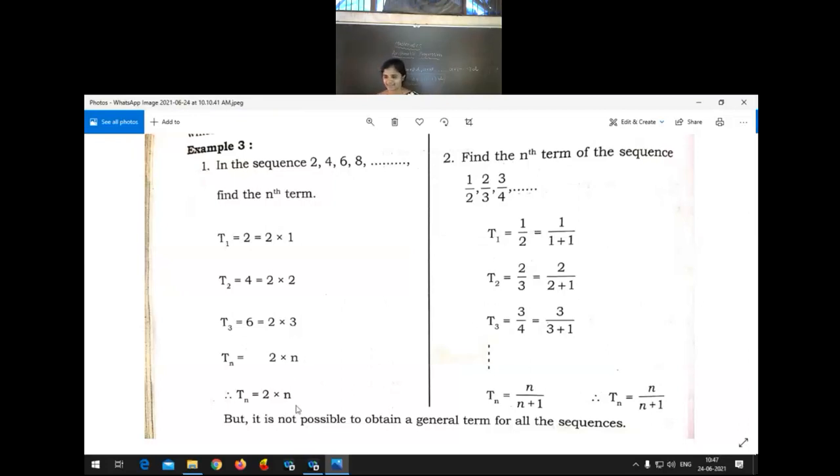So the nth term of this sequence is 2n. Then the nth term of this sequence is n divided by n plus 1. This is not fixed like AP. But in AP, this is fixed. That's why this is called the general term: An is equal to a plus n minus 1 into d. So from this, we can conclude that it is not possible to obtain a general term for all sequences. For all sequences, we cannot give the general term, like AP. Got the idea of this concept now, students?